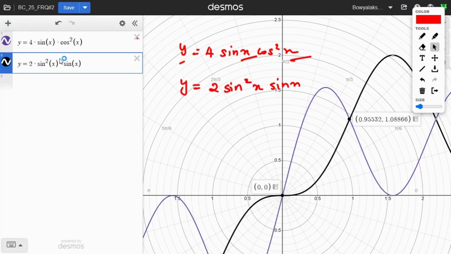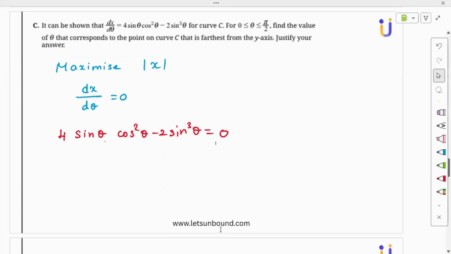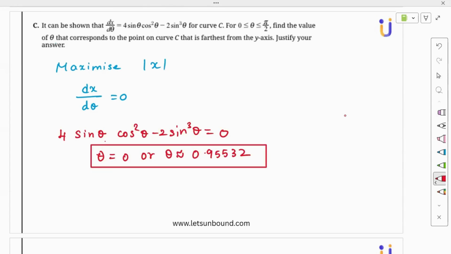Now let's finalize our conclusion part here. So from solving it graphically, I got theta is equal to, don't put x is equal to, theta is equal to 0 or theta is approximately equal to 0.95532. Okay, so justify your answer. Like our solving itself is a justification.